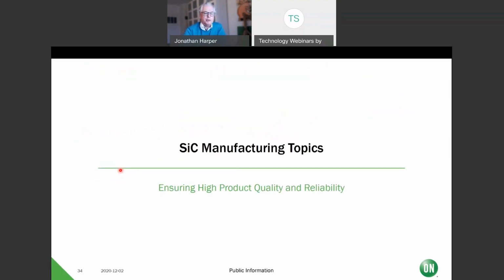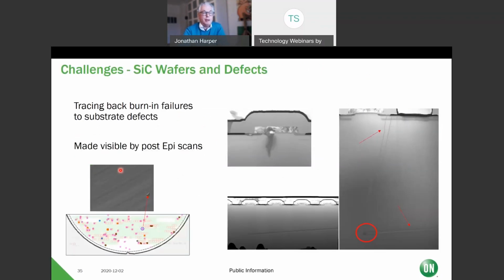I want to briefly talk about how we check our SiC products. I think this is very important. This is from some information we shared in public several times, and I'd like to do that again. So the challenge with SiC is the defects, right?